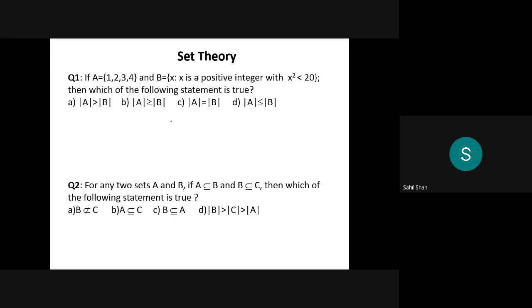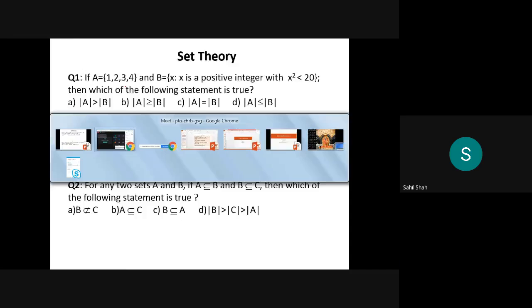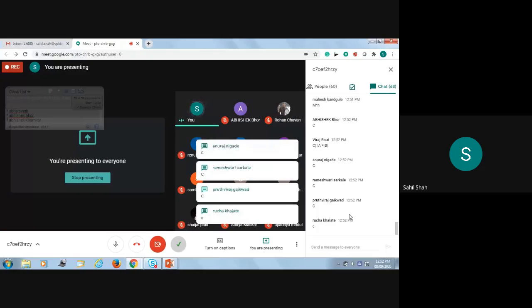The comparison with respect to cardinalities. So C, all are saying C. Okay, A equal to B.